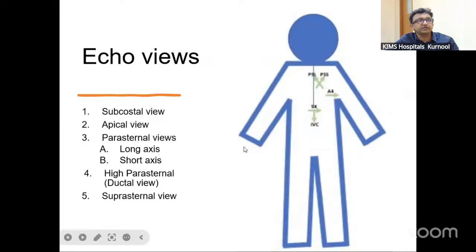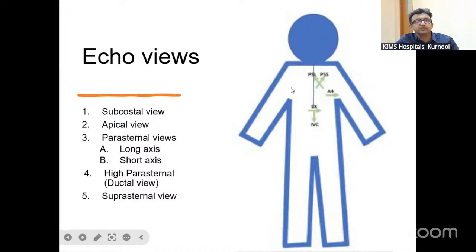Next. So different views I have put on one slide. First and foremost, I generally start with subcostal views. This helps me to establish the situs. So the probe is positioned here to establish the subcostal view. Then you can do your apical view from here, and then the parasternal long axis and the parasternal short axis.